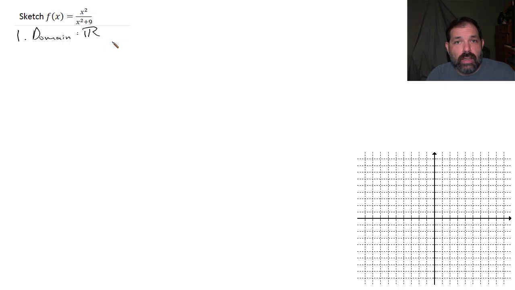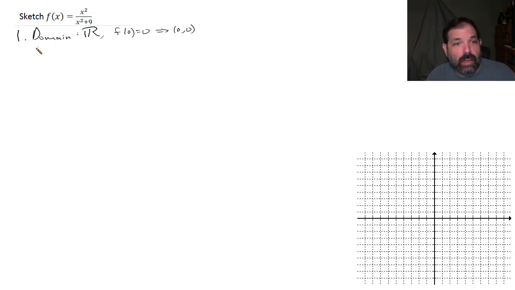We can easily find the intercept. Notice that f of 0 equals 0. And so I know the curve passes through the point (0, 0). And that's in fact the only intercept of the curve, because the numerator can never equal 0 except at x equals 0. This curve will have no vertical asymptote since the denominator can never equal 0.